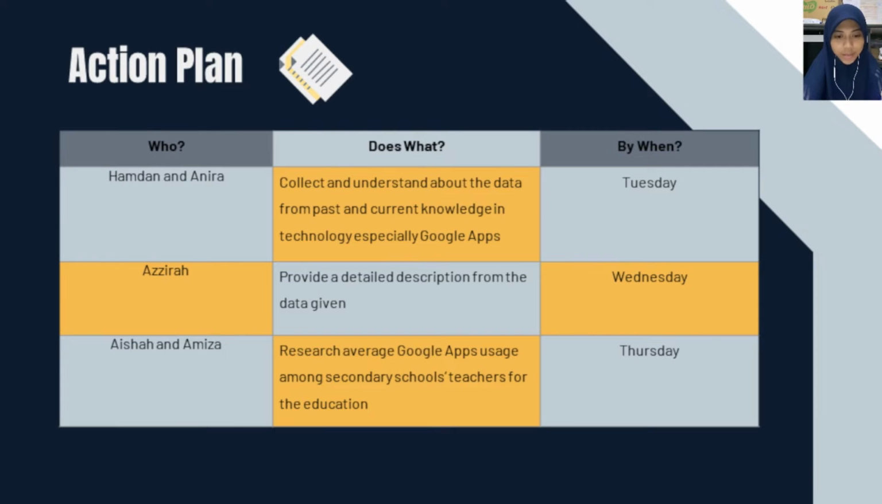This is our action plan. We divide the tasks among our team members that need to be done by the given day. Hamdan and Anira need to collect and understand the data from past and current knowledge in technology, especially Google Apps, by Tuesday. Azzirah will provide a detailed description from the data given by Wednesday, while Aishah and Amiza need to research average Google Apps usage among secondary school teachers for their education by Thursday.